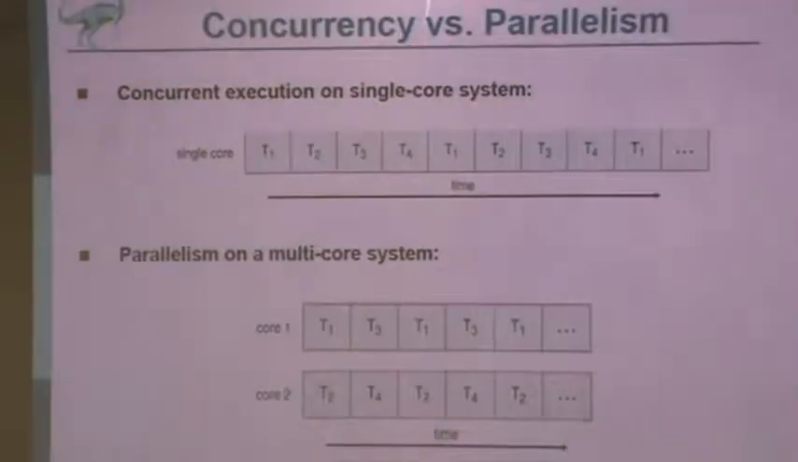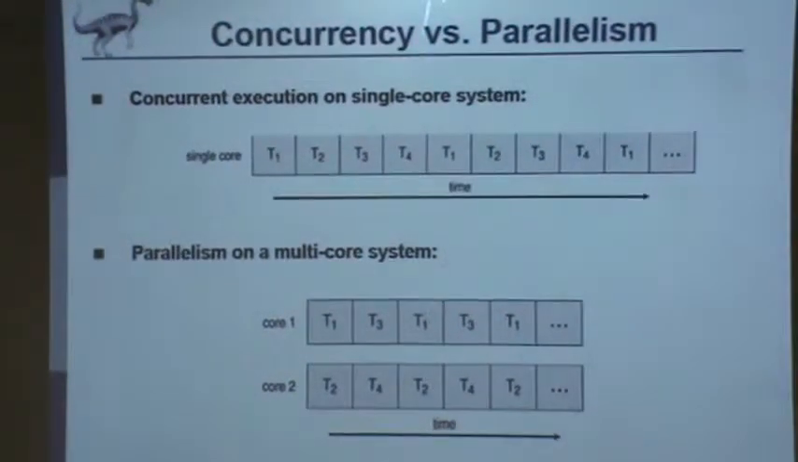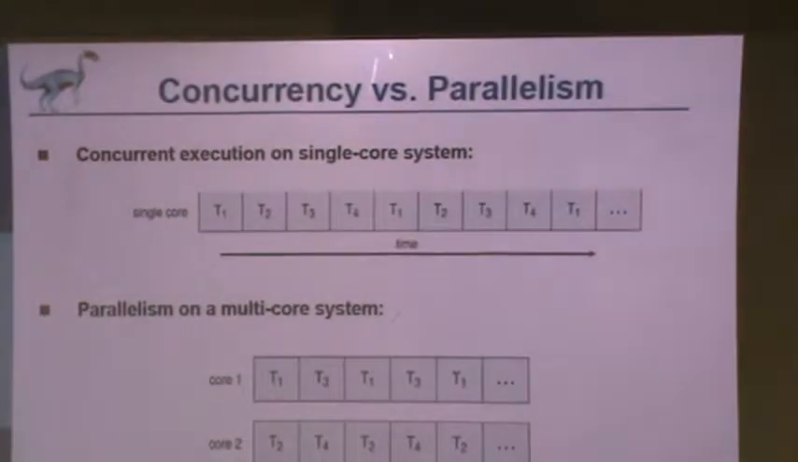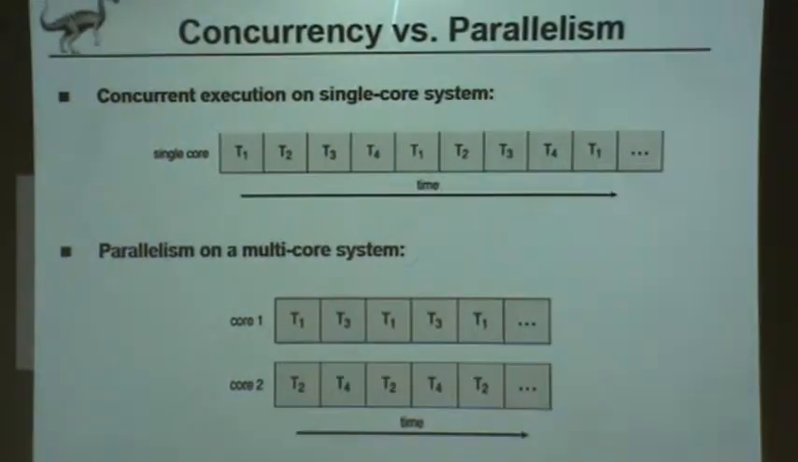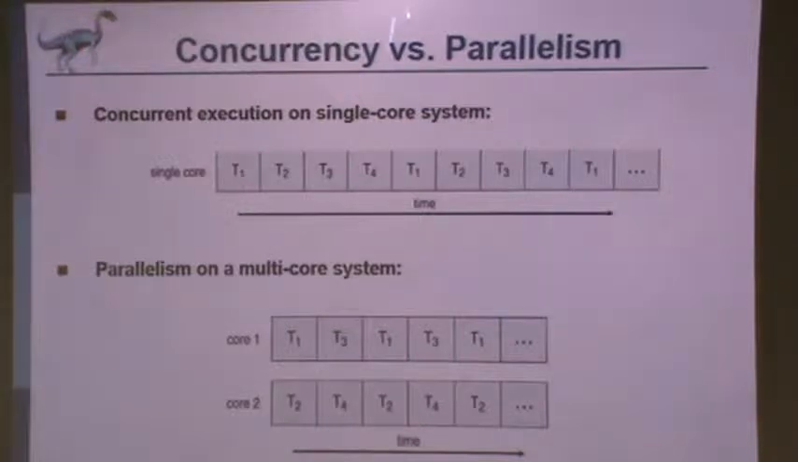This is a comparison between concurrency and parallelism. Parallelism means that at the same time you can do two things. It's like when I speak, I can move my hand. In the same time slot, I can do two things.